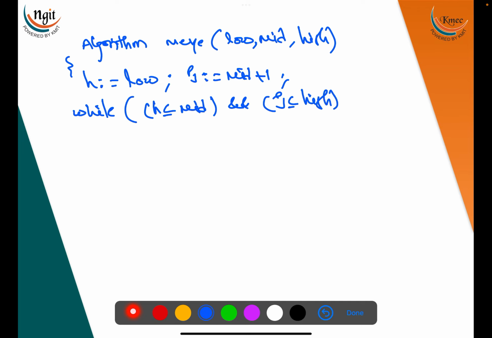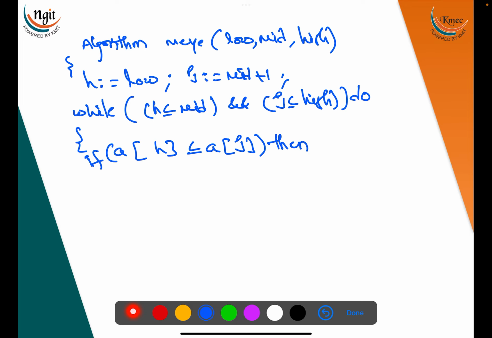So I am considering the two sublists. Now I am comparing: A of H less than or equal to A of J. That means I am taking two sublists, right? Just now we saw this in the last example, the recursive tree example. There we took two lists, 3, 6 and 5. So in these two sublists, I am taking H index and J index, and comparing these two elements.